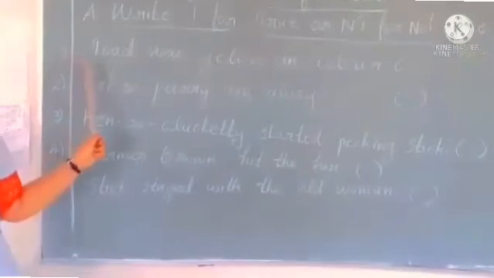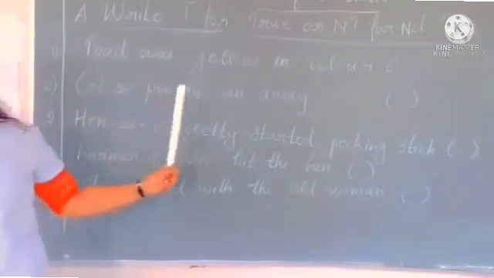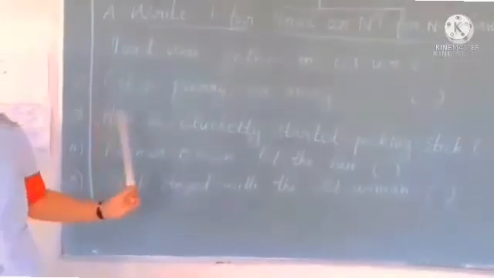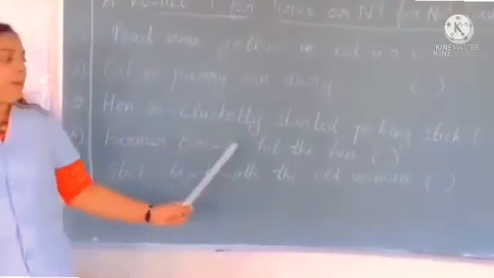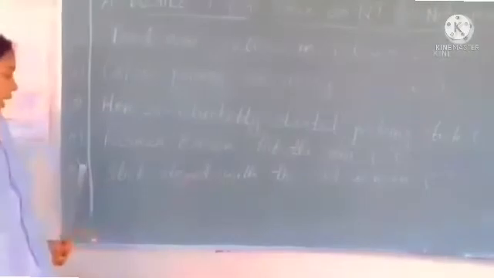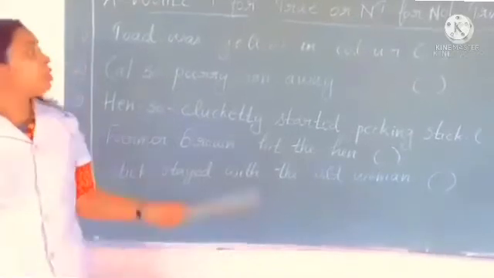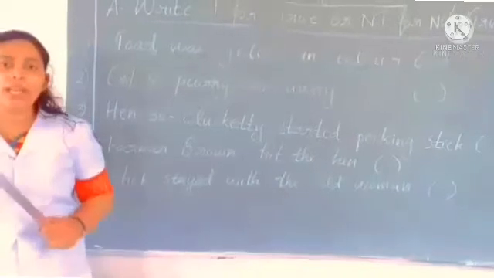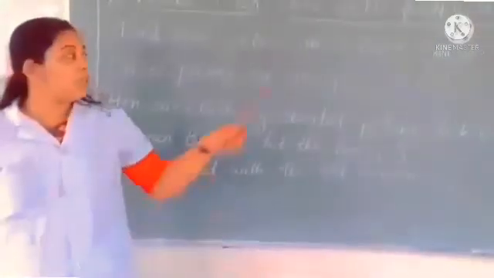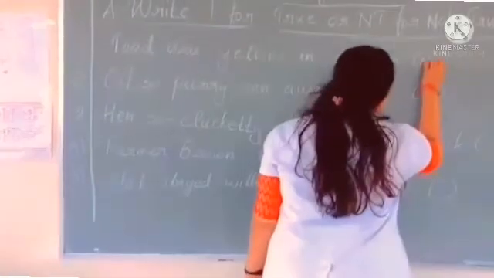So the sentences, first one, toad was yellow in color. Second one, cat so furry ran away. Third one, hen so cluckety started picking stick. Fourth one, Farmer Brown hit the hen. And the last one, stick stayed with the old woman. That's how the sentences are. So the first one, toad was yellow in color. Toad means the frog. Is it yellow in color? No, it is green in color. So this is false, not true. So here we can write NT, that means not true.